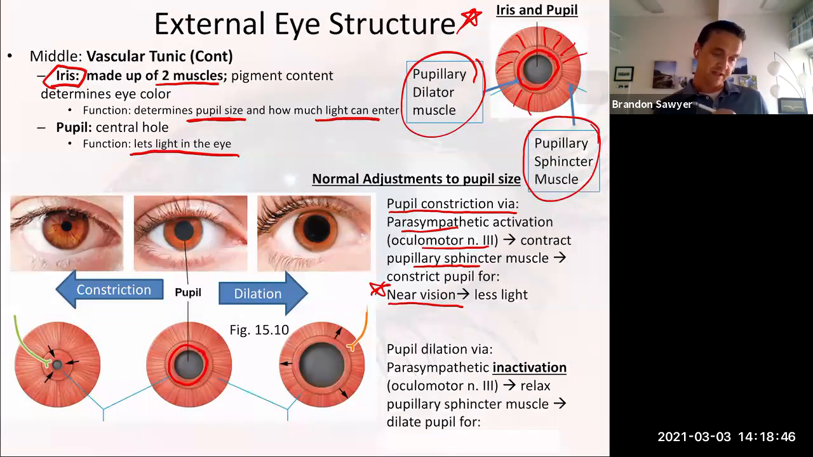Okay, and I'm sorry guys, these are pointing to the wrong ones. The pupillary sphincter muscle is the one in the middle. Okay, and this one, pupillary dilator muscle, is the bigger one on the outside. I'm sorry, these little blue arrows are pointing to the opposite ones. So all sphincter muscles are circular muscles. Everybody got that? Sorry for that confusion. Those blue arrows are pointing to the opposite muscles.